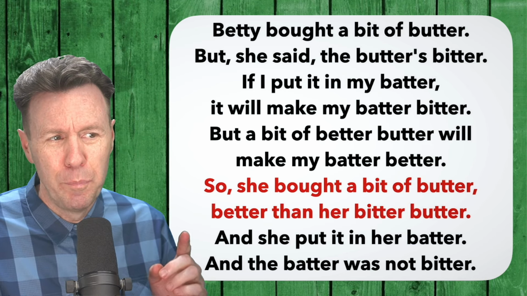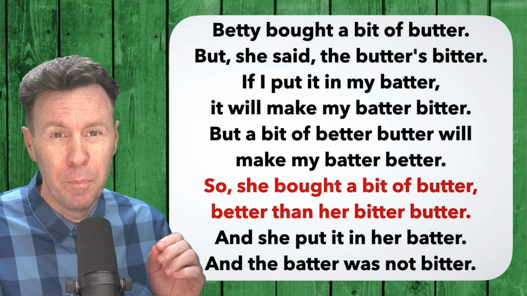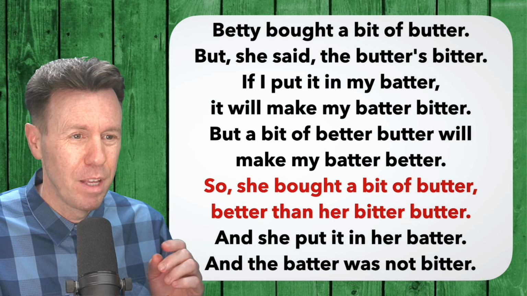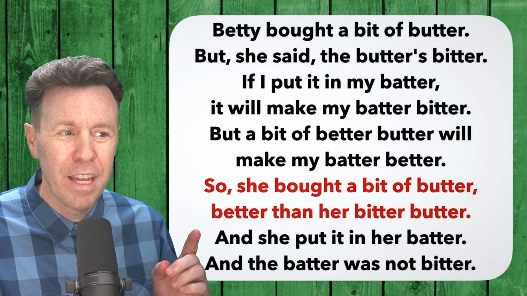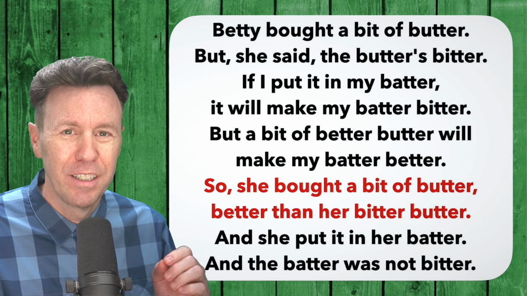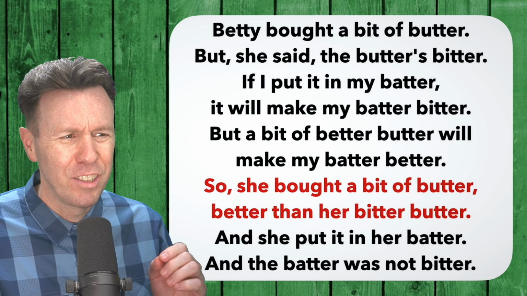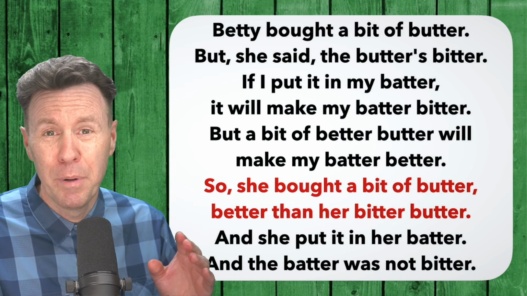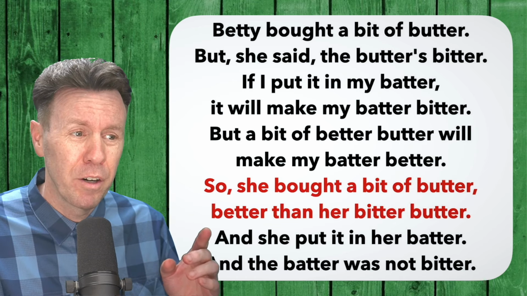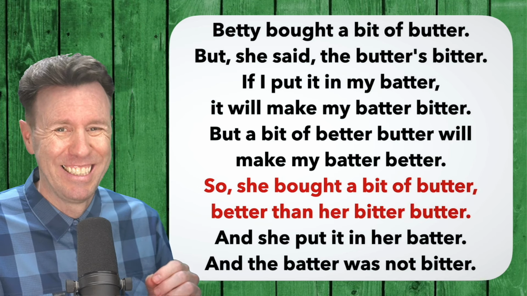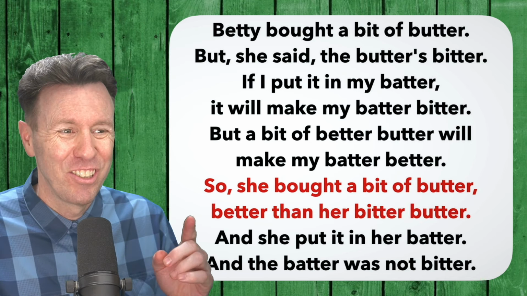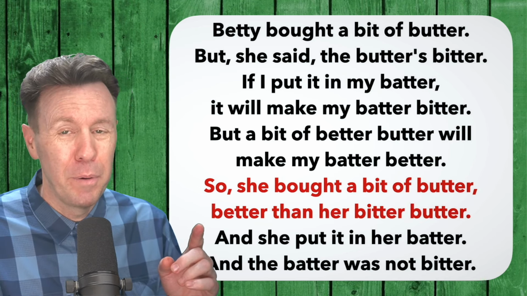So she bought a bit of butter. A bit of butter. Better than her bitter butter. So she bought a bit of butter, and that bit of butter that she bought was better than her bitter butter. Try it.